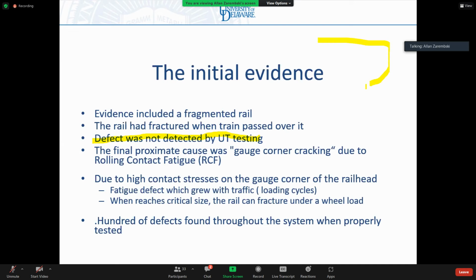If you look at a rail, the defect that actually caused this was over here in the gauge corner of the high rail. So this is the outside rail. This is where the wheel curves. Remember, I showed you that very nice high stress concentration right over here? That was a direct cause of this type of defect.